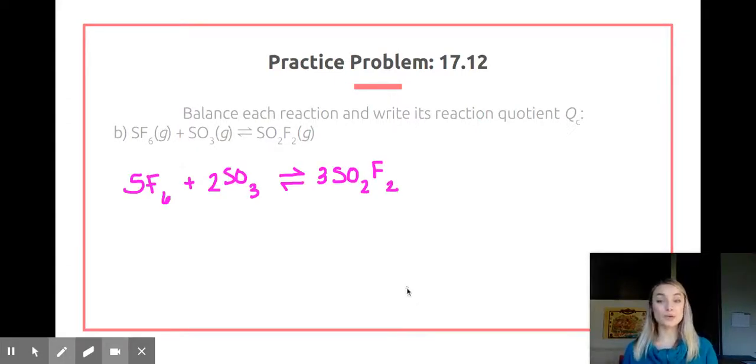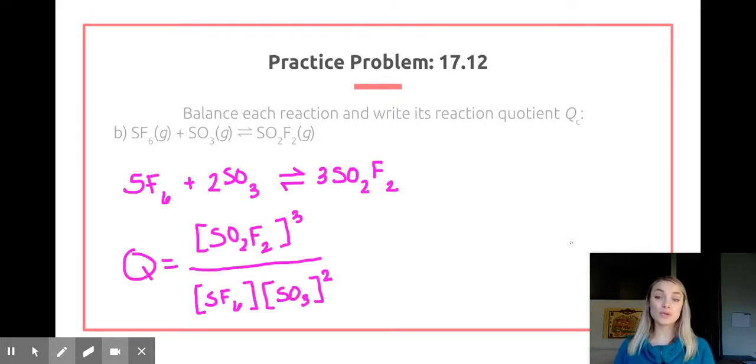All right, so this is what your balanced equation should look like. SF6 plus 2 SO3 yields 3 SO2F2. We've got 3S over here, 3S here. We've got 6O, 6O, and we've got 6F. So all balanced up. Again, now would be a good time to pause the video, write the reaction quotient, and then play in just a second to double check and make sure you've written it correctly.